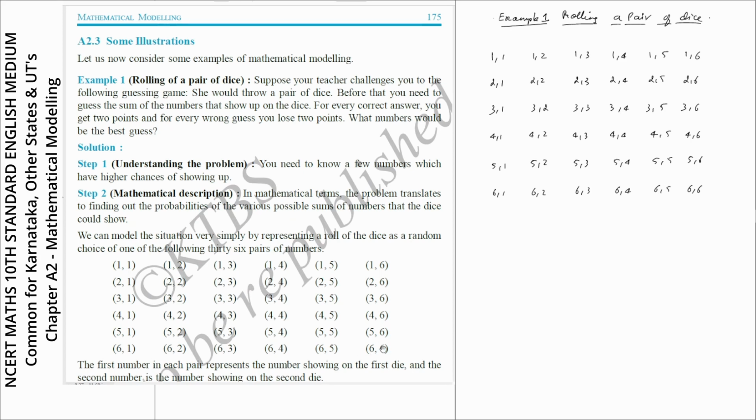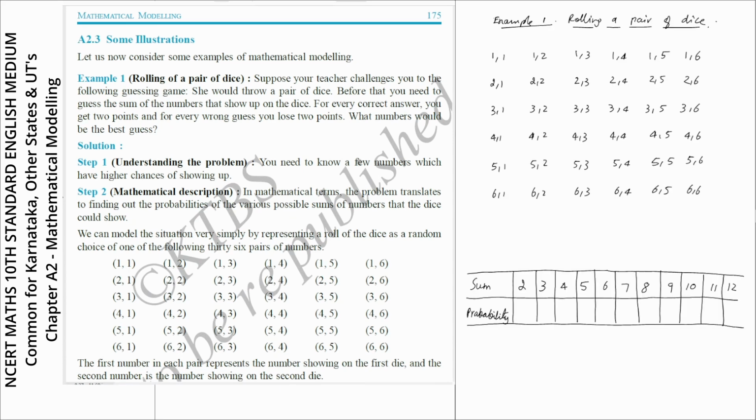Before throwing the dice, we should guess the sum of the numbers that show up on the dice. Whenever our guess is correct, we get 2 points, and whenever our guess is wrong, we lose 2 points. So here you can see the minimum number we get is 1 plus 1, 2, and the maximum number is 12. So the sum of the numbers that show up on the dice is 2, 3, 4, 5, 6, 7, 8, 9, 10, 11 and 12. Maximum will be 12. So which number do we guess? What numbers would be the guess?